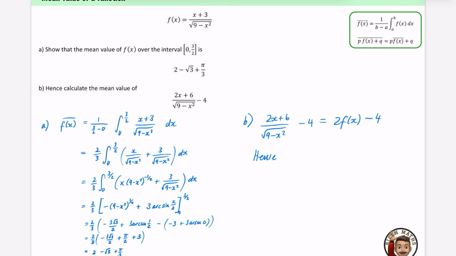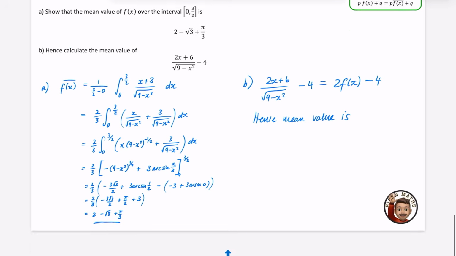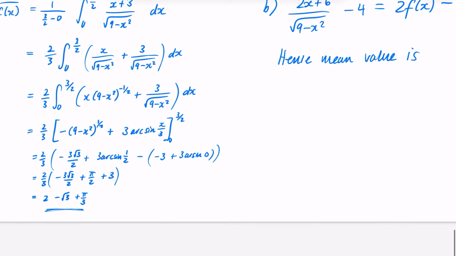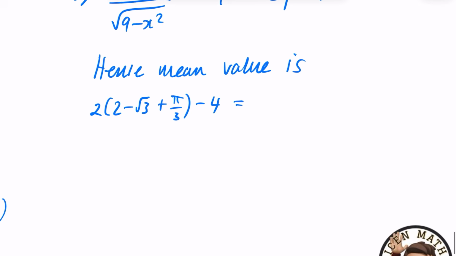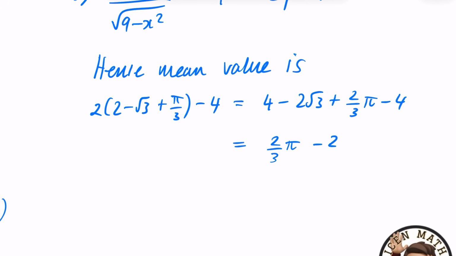Hence, the mean value is going to be the mean value of the previous one times 2, minus 4. So we can finish this off. That's the 2 times 2, which is 4, minus 2 root 3, plus 2 over 3 pi, minus 4. The 4 and the minus 4 cancel. I'll start with the positive one. So we get 2/3 pi minus 2 root 3.